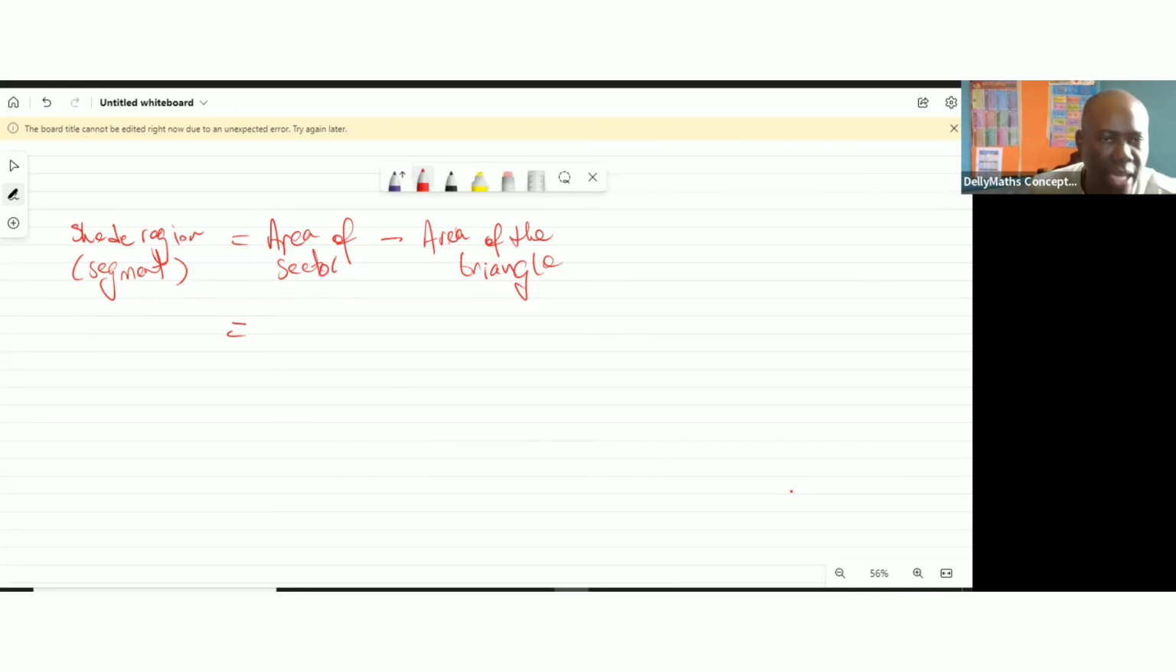The area of the sector, if I'm in radians, I can simply use half r squared times the angle at the center. And then for the area of the triangle, I'm going to be using half r squared sine of the angle at the center. So I'm going to be using these ideas as I go forward to find that shaded region.